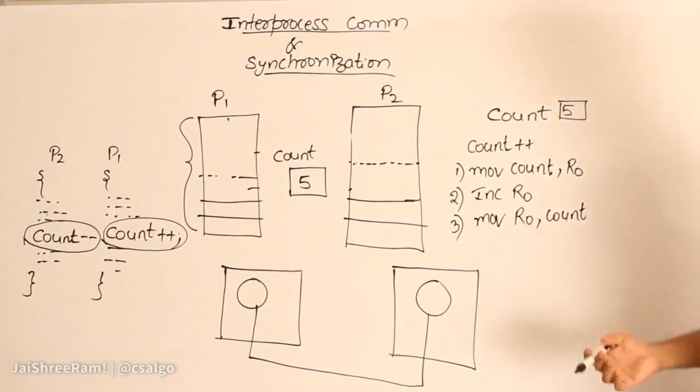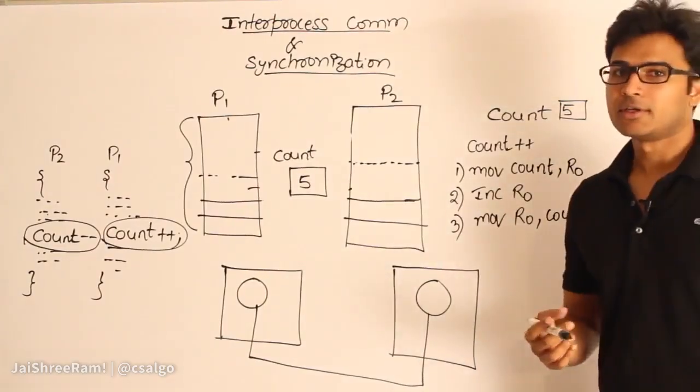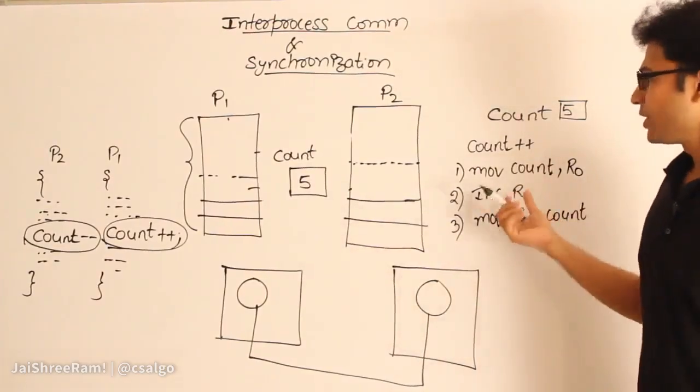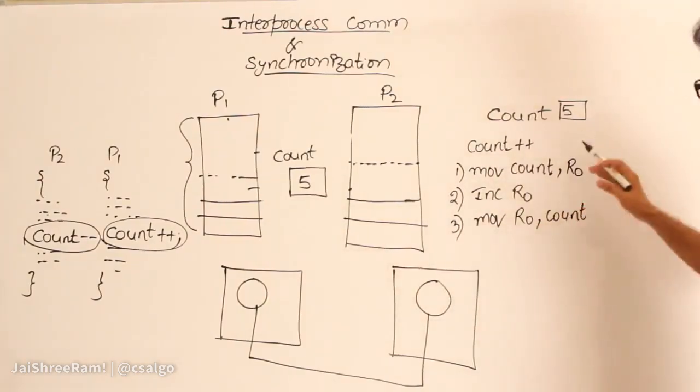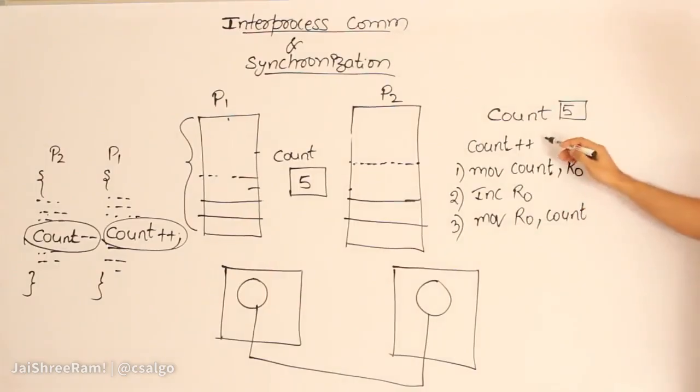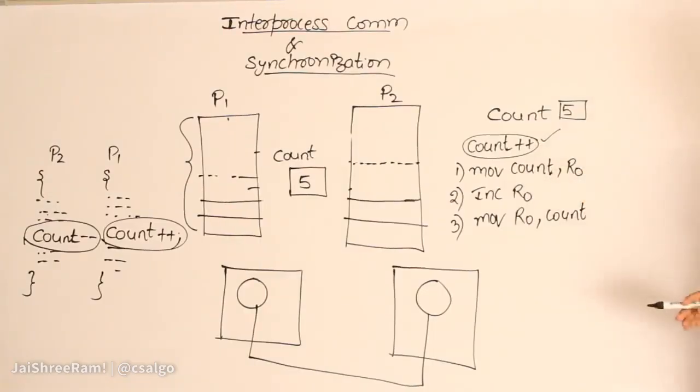So there are some operating systems which are able to increment it atomically, but most of the platforms support these 3 operations. So whenever you have this high level language code, one line, it is going to be converted into 3 assembly language lines, right? And similarly if you look at count minus minus, how does it look?